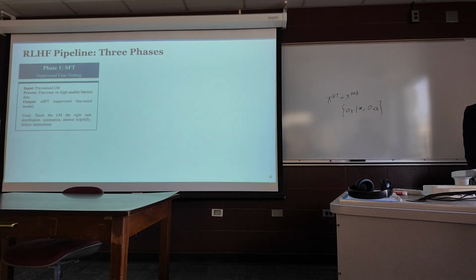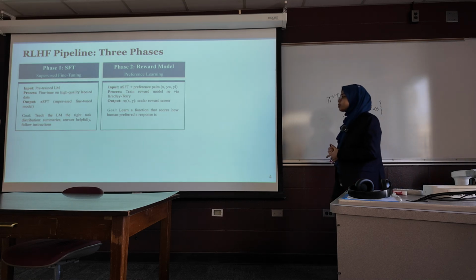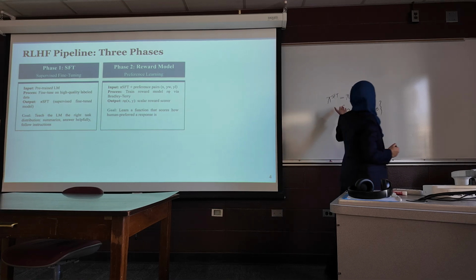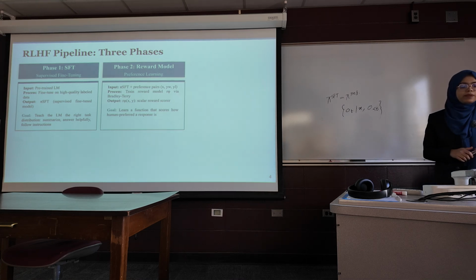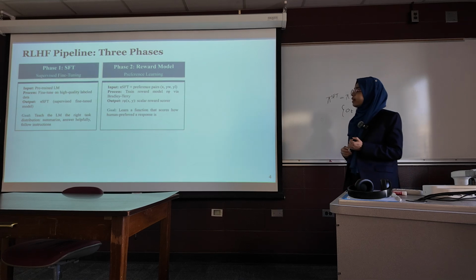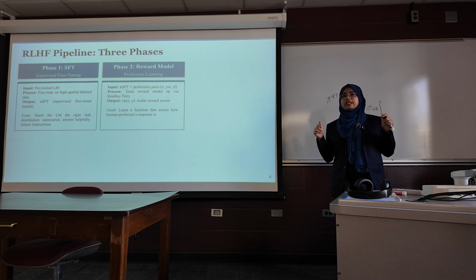Then you go to the second phase, the reward model. In the second phase, you have the base model, which is your reference, and you have preference pairs. The preference pair is the prompt, the YW and YL. These preference pairs come from the dataset. How did we build up the dataset?